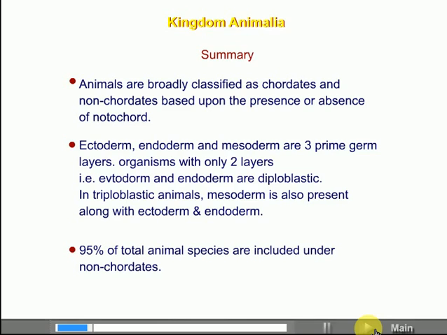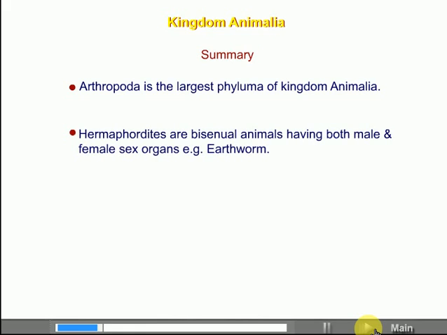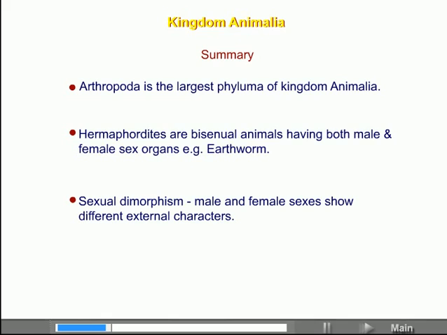95% of total animal species are included under non-chordates. Arthropoda is the largest phylum of kingdom Animalia. Hermaphrodites are bisexual animals having both male and female sex organs. Example: earthworm. Sexual dimorphism: male and female sexes show different external characters.